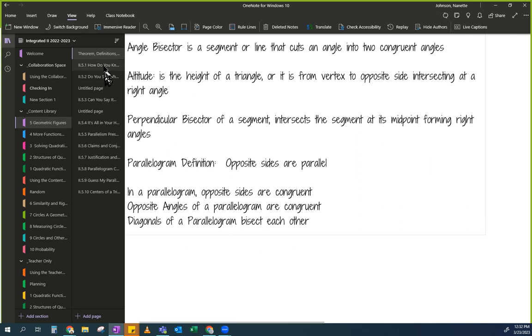Okay, diagonals of a parallelogram bisect each other. So wait, Miss Johnson, you get all of these things when it's a parallelogram? Yes, you get all of these things. It's almost like a combo, right? Like when you order, I know I'm thinking of In-N-Out right now.